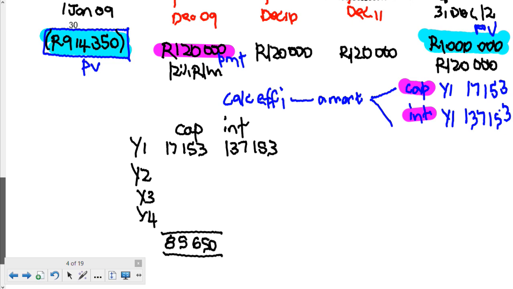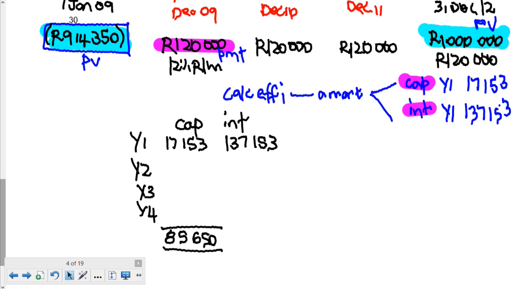I'm receiving 120,000 Rand. I debit bank. My amort table says I must record a certain amount for interest received. I credit interest received. Remember, I bought a bond. I'm going to earn interest. And then the balancing figure goes to the bond. And then right at the end, I settle. I settle the bond. I receive the 1 million Rand.